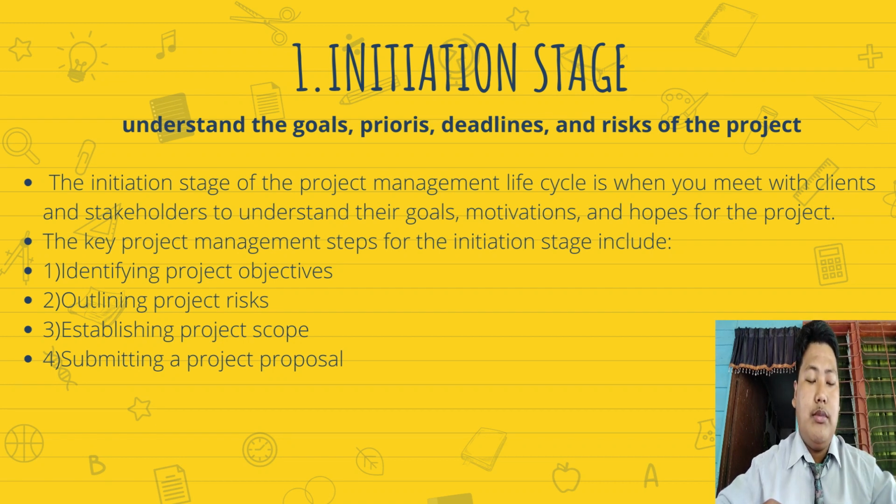There's a lot of research, discovery, and discussion, but very little detailed planning in this phase. The key project management steps for the initiation stage include identifying project objectives and deliverables, outlining project risks, dependencies, constraints, and priorities, establishing project scope based on deadlines and available resources, and submitting a project proposal for approval.